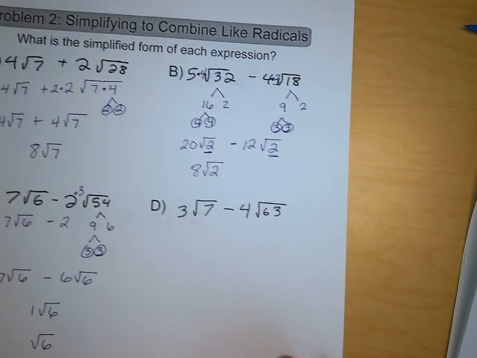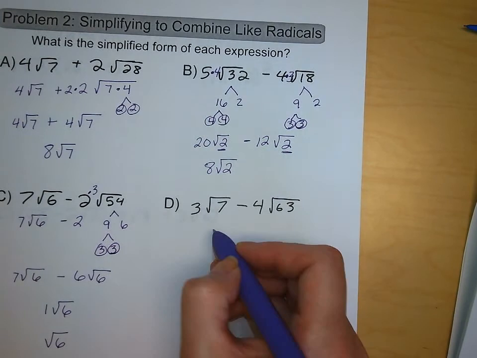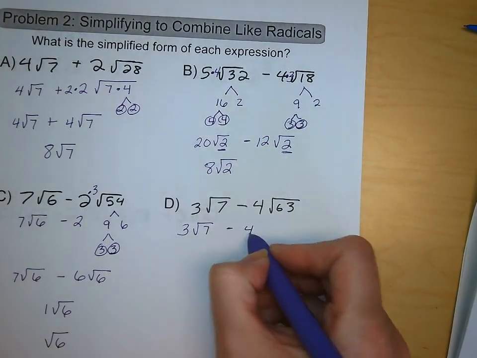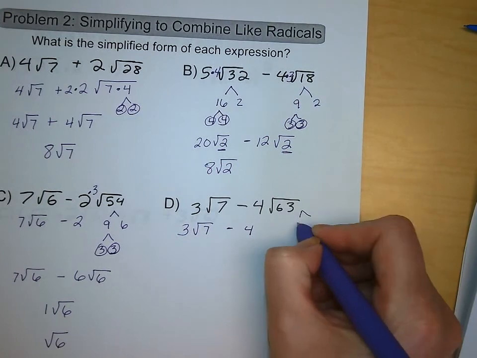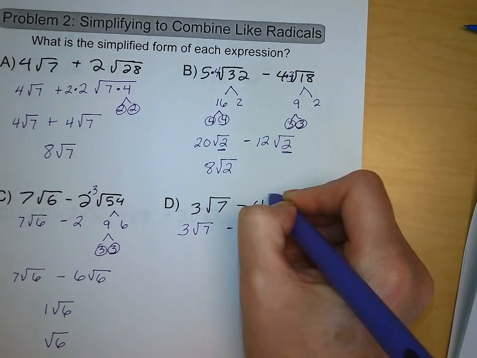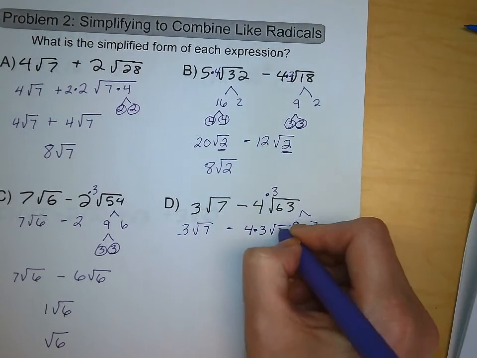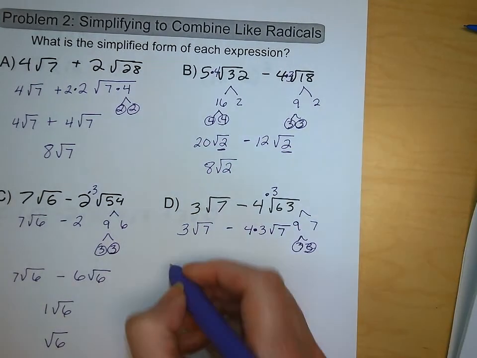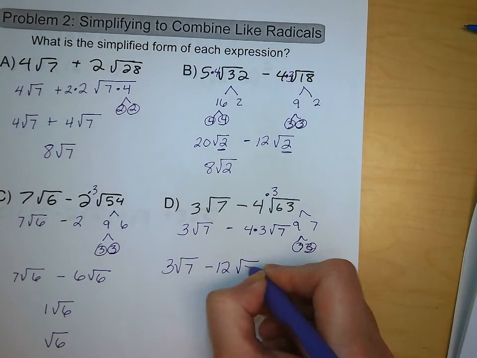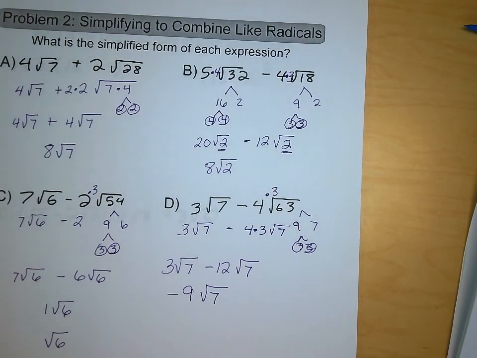Okay. All right, letter D. 3 square root of 7 minus 4 square root of 63. 63 can be broken up into 9 and 7. 9 is broken up into 3 and 3. So we can take out a 3. So we've got 4 times 3 with the square root of 7. 3 square root of 7 minus 12 square root of 7 is negative 9 square root of 7.